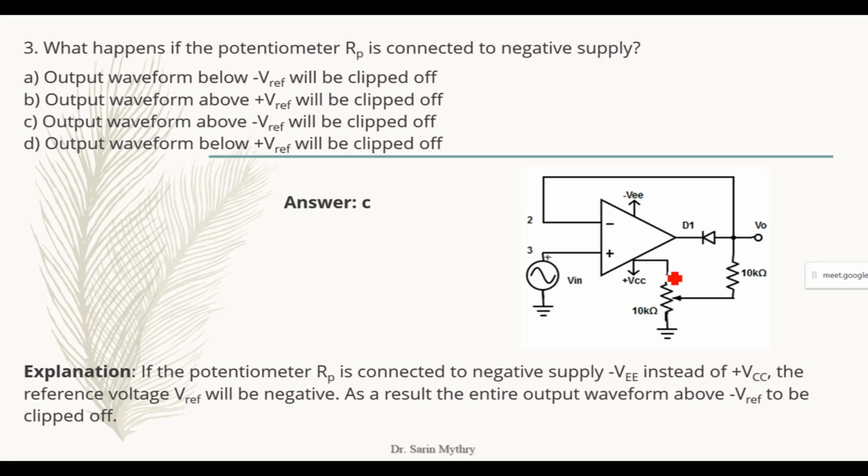As a result, the entire output waveform above minus V reference will be clipped off. Why is the output voltage going to be clipped off? Because now your reference voltage has become negative. So that's why option C is the correct one. Whenever we connect this to the minus V reference, it is going to be clipped off.